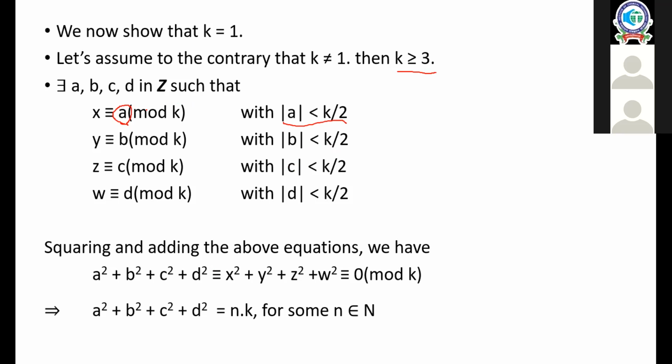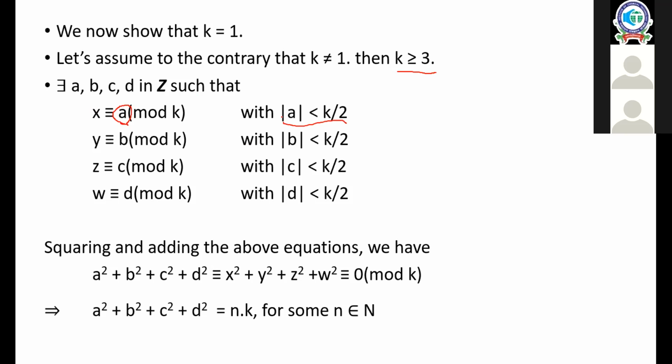How is that? Okay. So what we do is we divide x by k and we get some remainder r. If this r is less than k by 2, then we put a equal to r. The other case is if r is greater than k by 2, in that case we put a as r minus k. Okay. Right. Okay, fine, good.